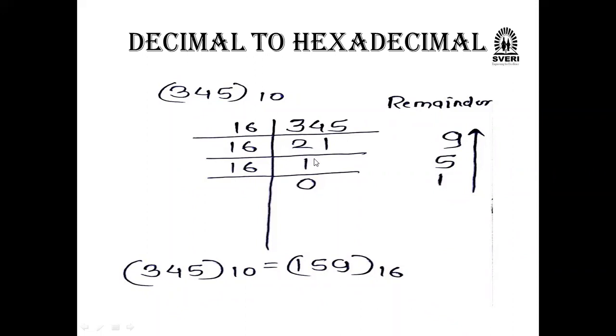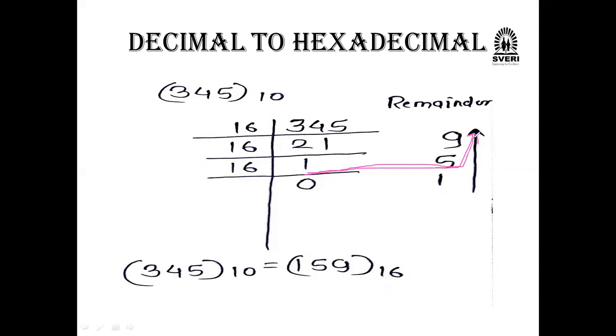So 16 into 21. 16 into 2 is nothing but 32, it will come here. 16 into 1 is nothing but 16. So 21 minus 16 is nothing but 5. So 5 we are writing here as the remainder. So this one also we have to consider. So from this, we can write it like this: 159.